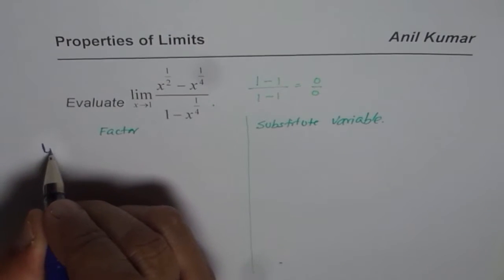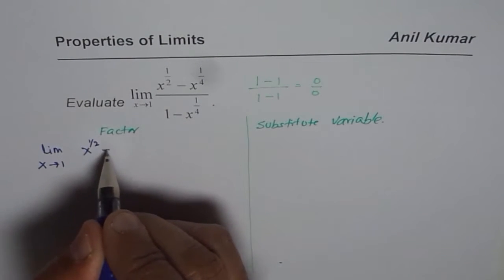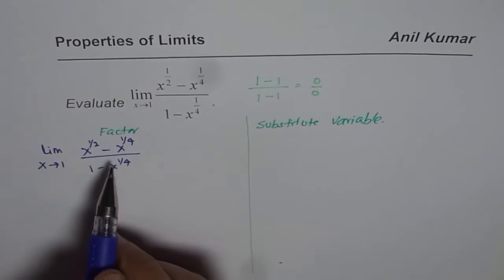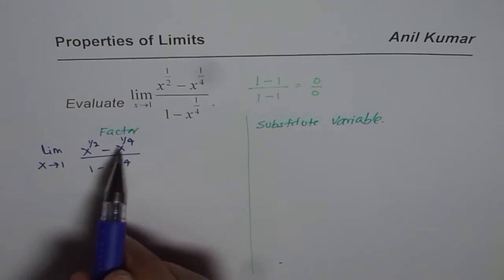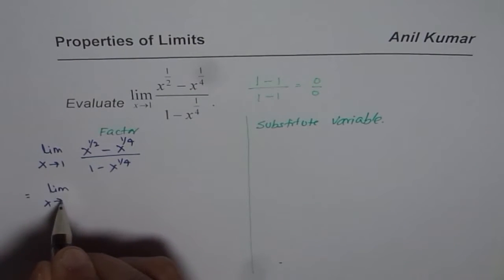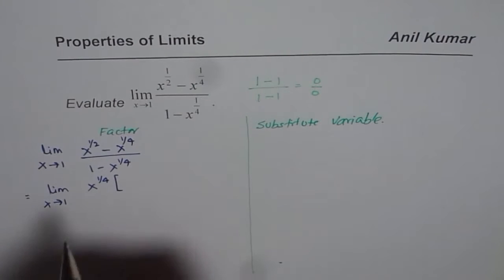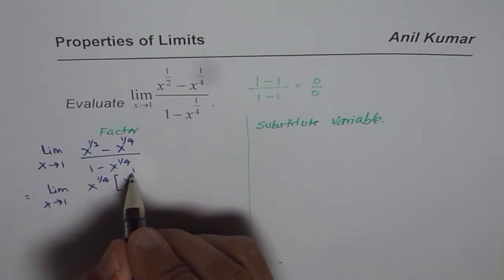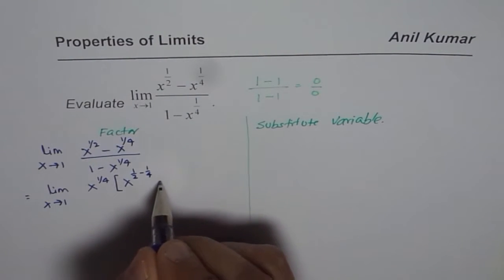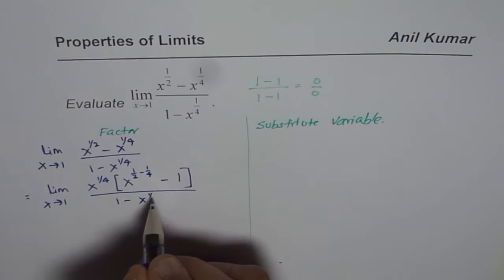To factor, we could write this as limit x approaches 1. So we have, let me rewrite, x to the power of half minus x to the power of 1 over 4 divided by 1 minus x to the power of 1 over 4. So we can factor out x to the power of 1 over 4, right? And see what we get. So we could write this as limit x approaches 1, and if I factor x to the power of 1 over 4 from the numerator, here I get x to the power of half minus 1 over 4, right? Minus, we have already factored this, so this is 1 for us, and the denominator is 1 minus x to the power of 1 over 4.